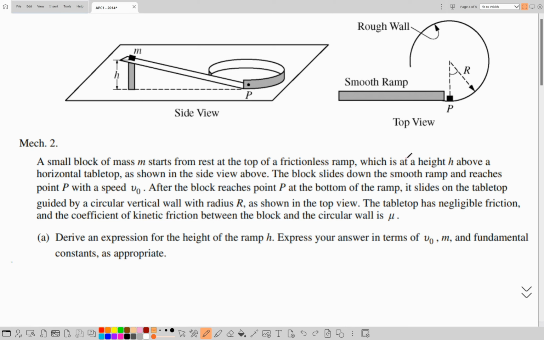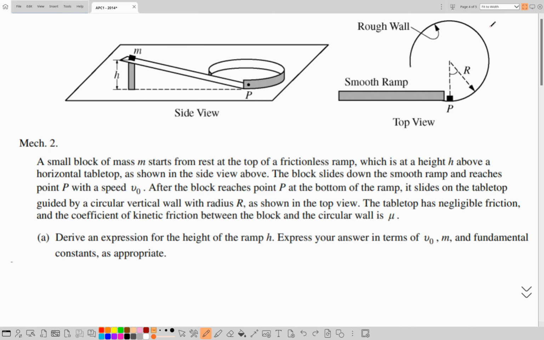The block slides down the smooth ramp and reaches point P with a speed v0. After the block reaches point P at the bottom of the ramp, it slides on the tabletop guided by a circular vertical wall with radius r as shown in the top view. The tabletop has negligible friction, and the coefficient of kinetic friction between the block and the circular wall is mu.